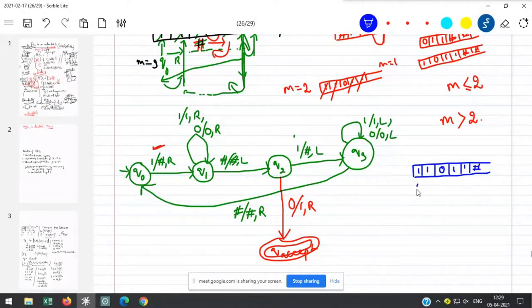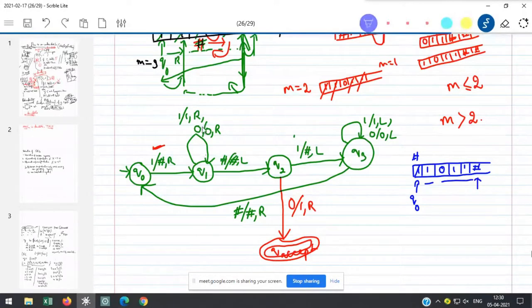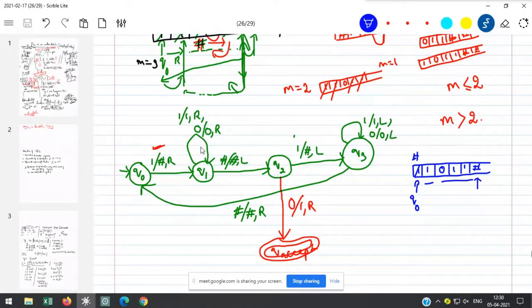One, zero, one, hash. This is Q naught. Check in the diagram. If you find the first 1, then we are cancelling it, and then we are moving towards the right side till we find this hash. In between, we are not disturbing the symbols, zeros and ones, which is Q1. If you're finding any ones and zeros, then do not disturb them. Move towards the right side till you find hash.